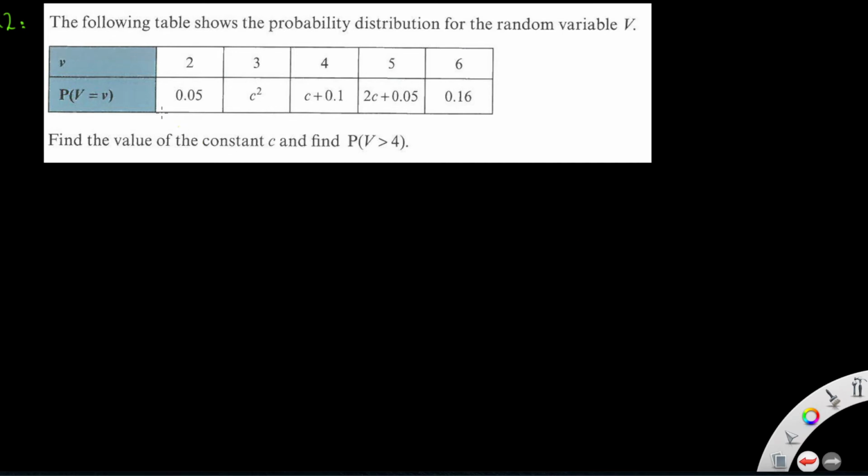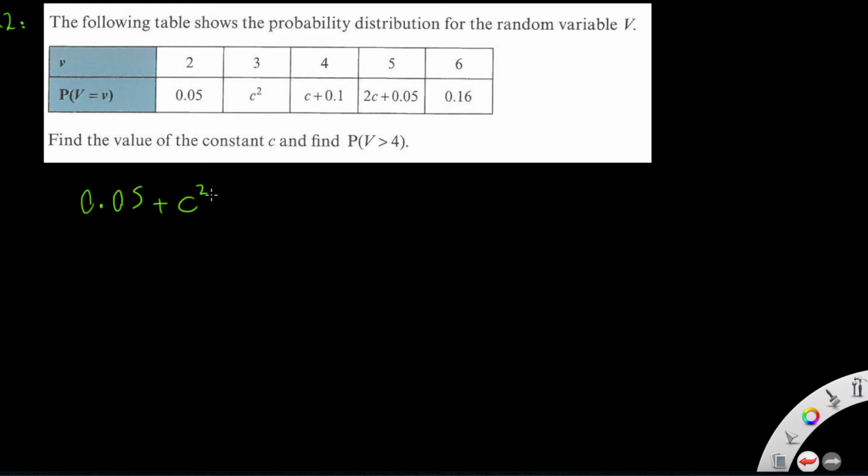Example number 2. The following table shows the probability distribution for the random variable v. V takes values 2, 3, 4, 5, and 6, and you have corresponding probabilities. It says find the value of the constant c and the probability of v greater than 4. Now, the first point that you need to consider always in probability distribution tables is that the sum of probabilities should add up to 1.